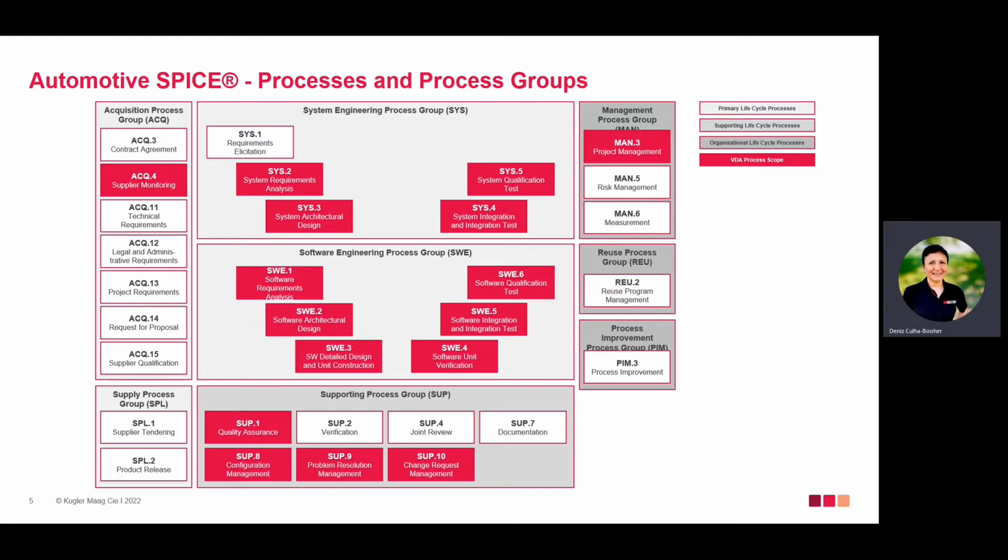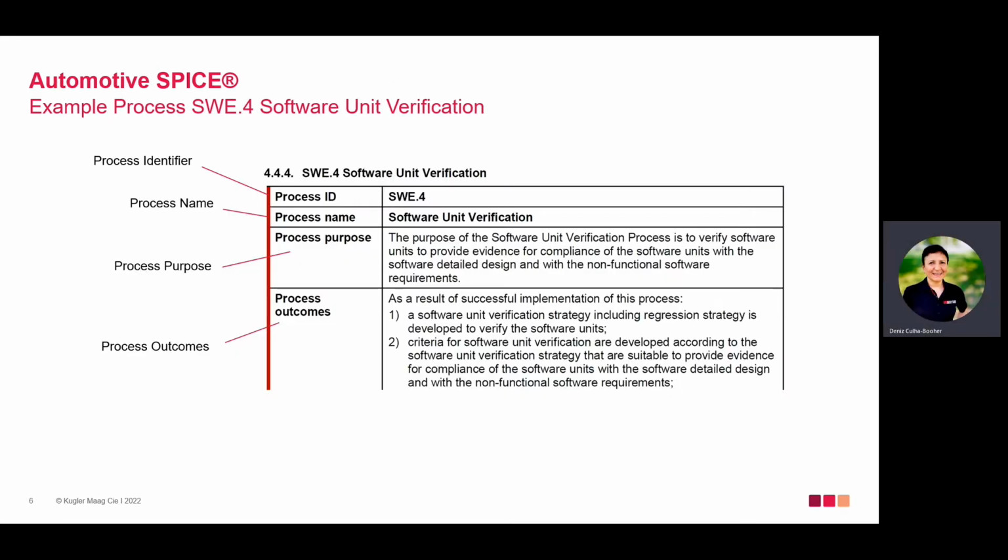So each of you has one of these handbooks or pocket guides. It contains these processes, and we will actually use them in the work later on. And what is in the Automotive SPICE per process? In there, this is an example for the software unit verification. It has the process name, ID, and then purpose.